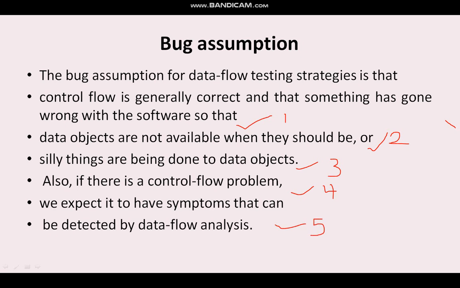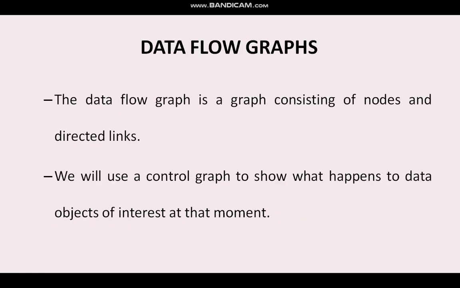So normally in data flow testing, there are five different types of bug-prone situations. Number one, control flow: is there any mismatch in the control flow? Data objects are not created but are being used, silly operations are done on the data objects, there is a problem in the control flow, and there is a problem in the data flow analysis. Based on these five factors, we can assume a bug exists in the data flow testing.